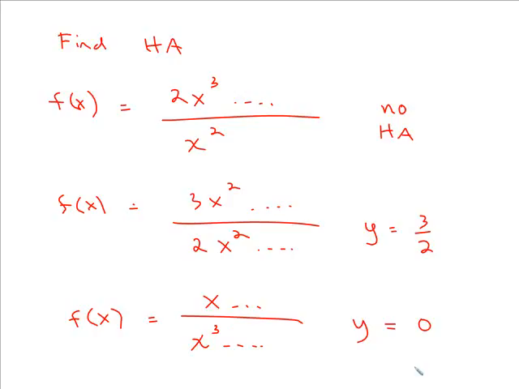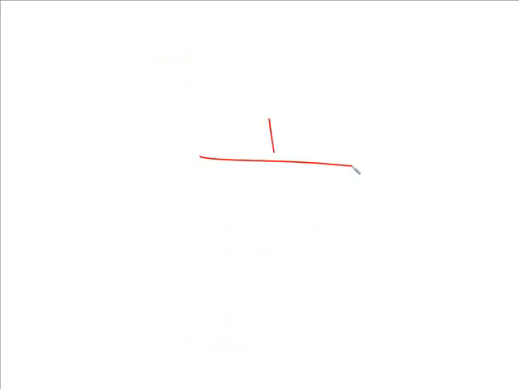One thing to mention: let's say you have 1 over some polynomial, like x squared. There's nothing to compare here, so you would also have no horizontal asymptotes. This would also be none.